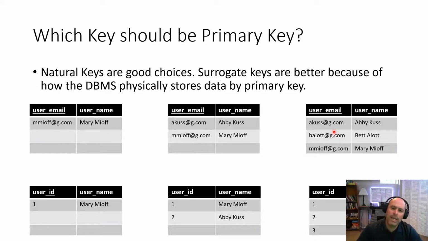Now you might say, well, Mike, how do I enforce unique values in the email column so that I don't violate the conceptual idea of entity integrity? And you're going to see that there are other constraints you can use to do that. So you're just going to have to trust me right now that using a surrogate key is a good thing.